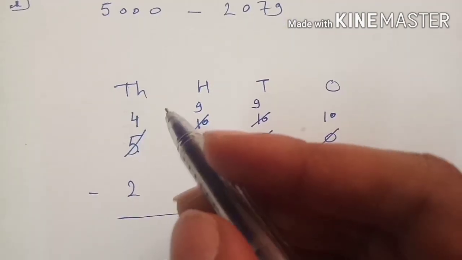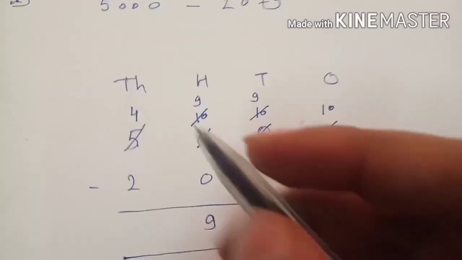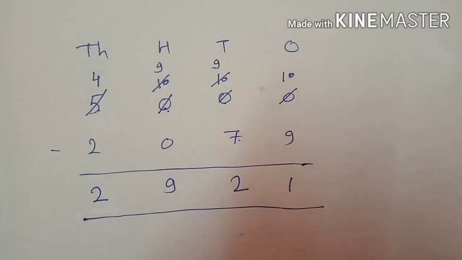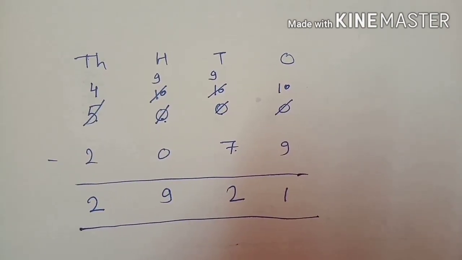Now when we subtract 2 from 4, we will get 2. Okay, so our final answer is 2921. So I think the concept of subtraction is clear to everyone.